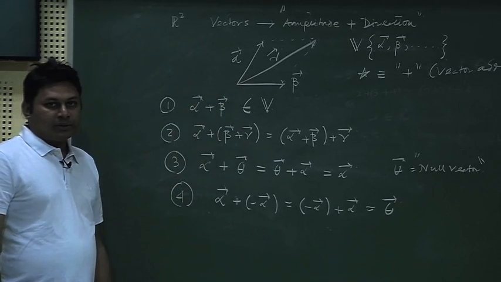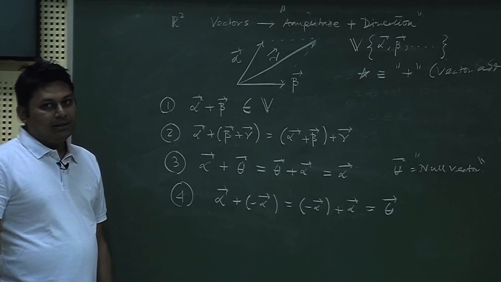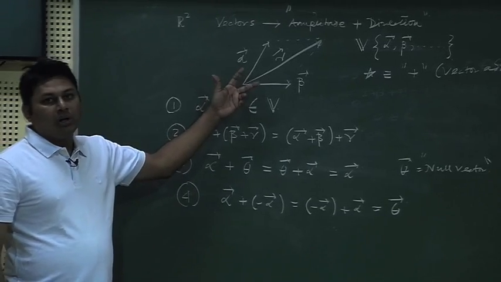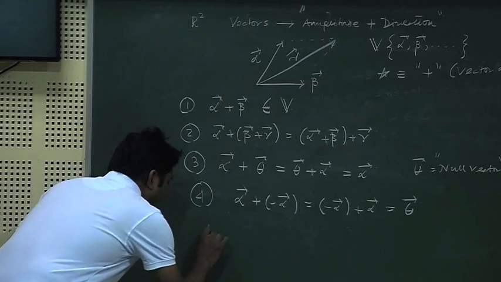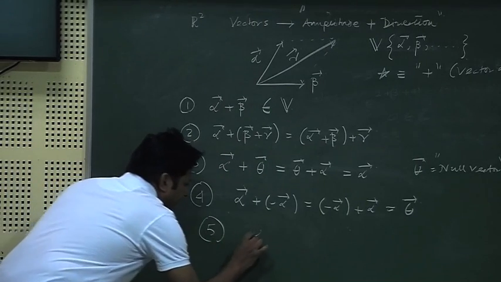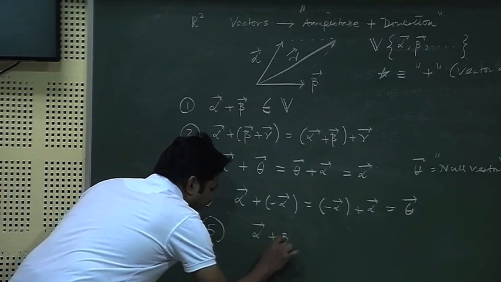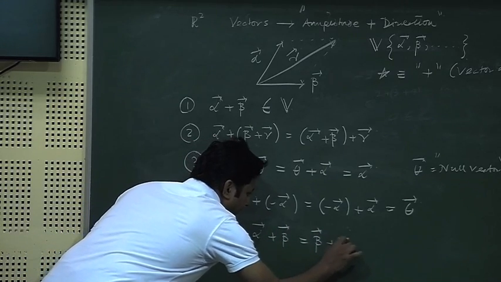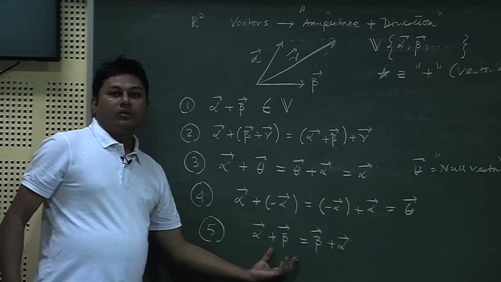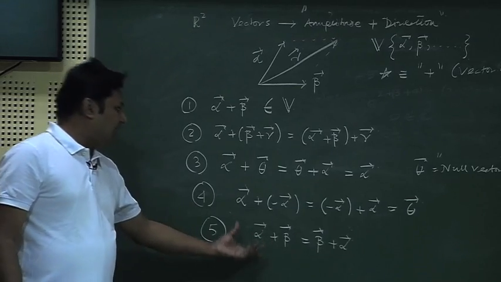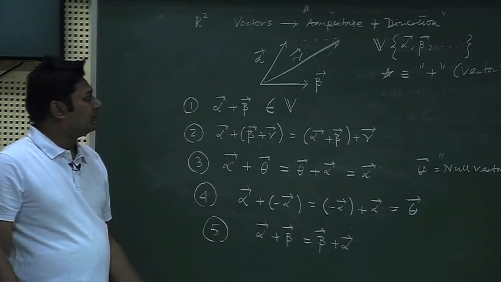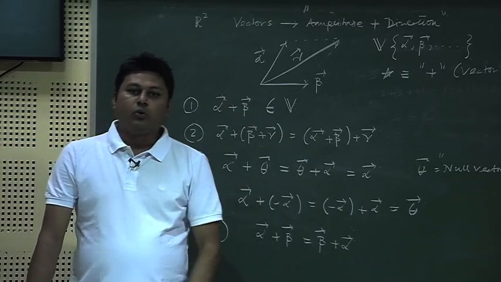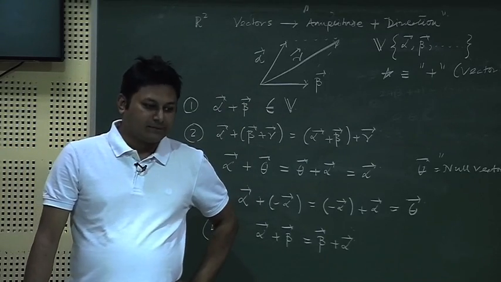This is not entirely the addition that we know. This is a different kind of addition. You can see there is a rule for this addition. However, here you should also note that alpha plus beta is beta plus alpha. This fifth property is also valid. If that is the case, then we can also say the vectors form a group under this vector addition.